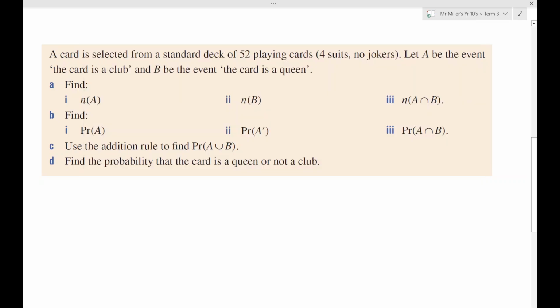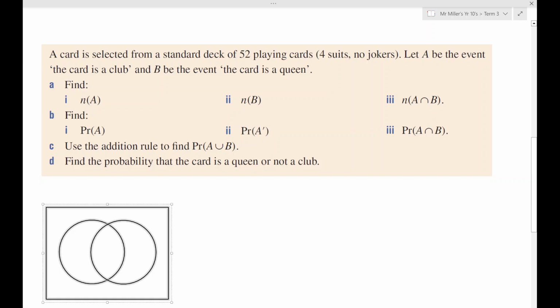Let's look at some examples from Chapter 8C. So, here's the first example. A card is selected from a standard deck of 52 playing cards, 4 suits, no jokers. Let A be the event that the card is a club, and B the event that the card is a queen.